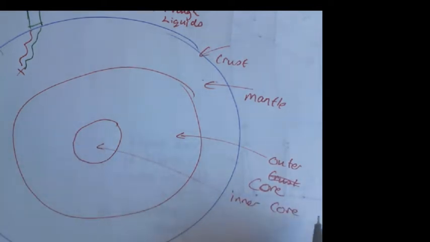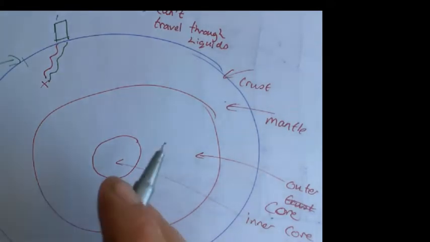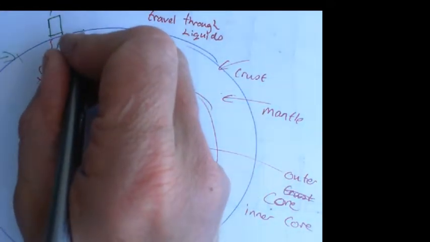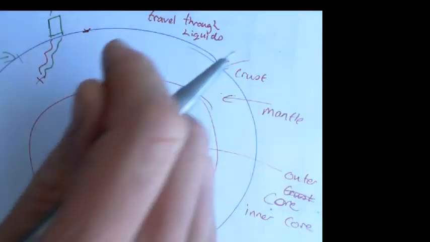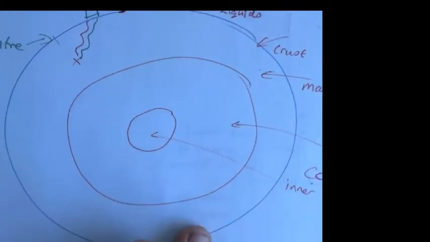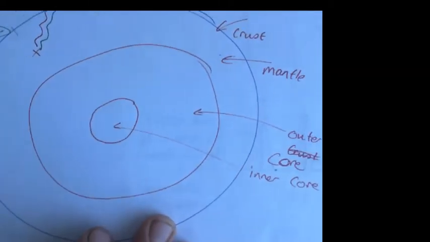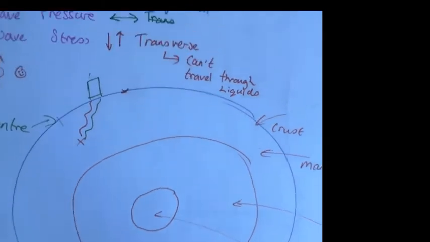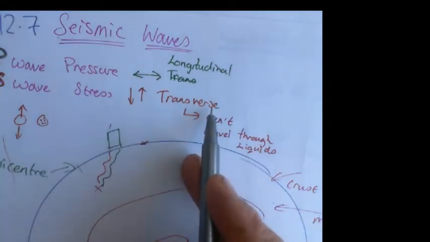But how do we know all of that? The deepest hole we've ever dug is about 50 kilometers. And it's about that. Okay, that's the deepest hole we've ever dug. So how do we know about all this that's going on inside? Well, we know about it because of the earthquake, and because of what we know about P waves and S waves, which are pressure waves, stress waves, longitudinal waves, transverse waves.